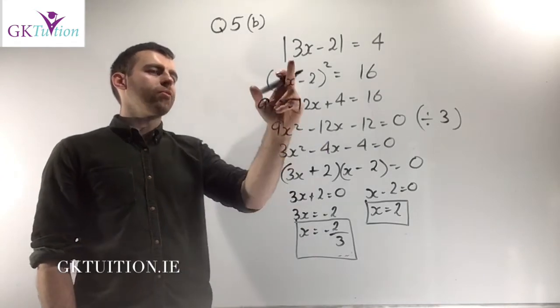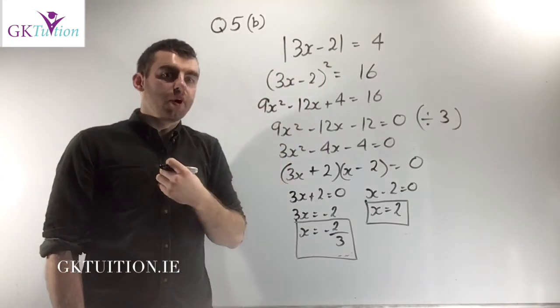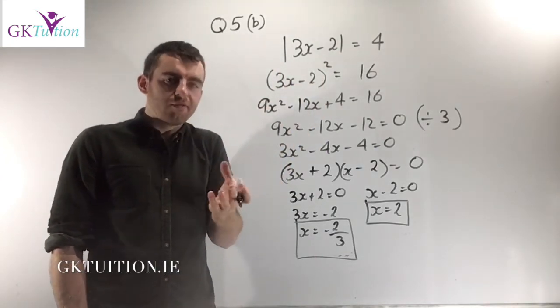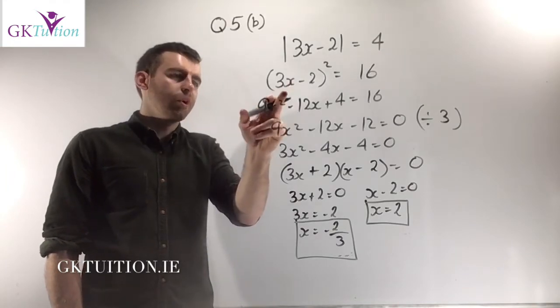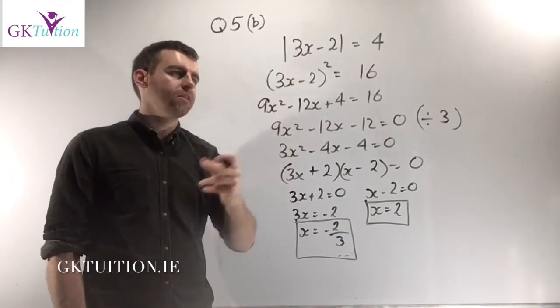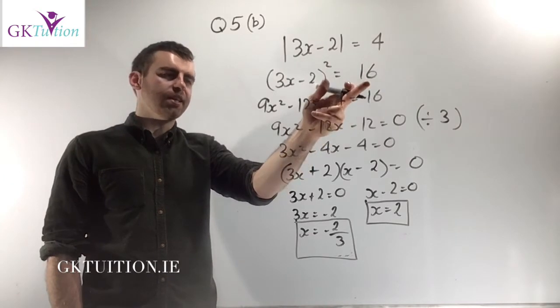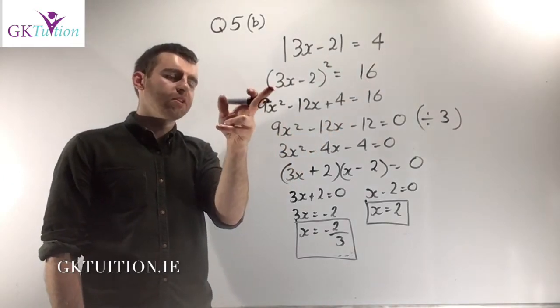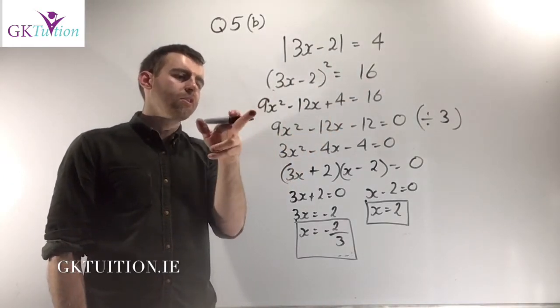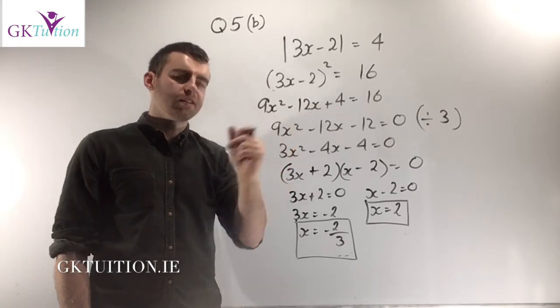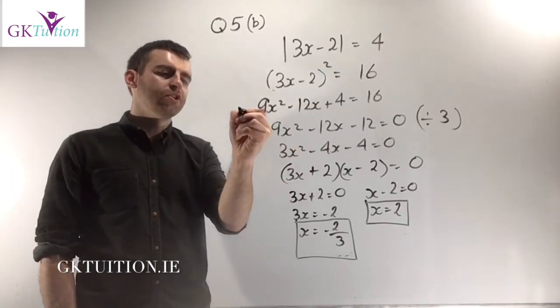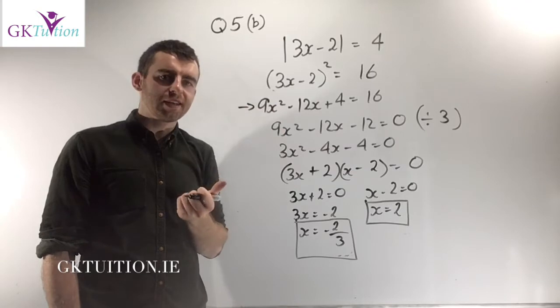If you square 3x minus 2, you can ensure that whatever you have is positive. So you square the left hand side and you square the right hand side. 4 squared works out as 16. And if you multiply 3x minus 2 by 3x minus 2, you're going to end up with 9x squared minus 12x plus 4.